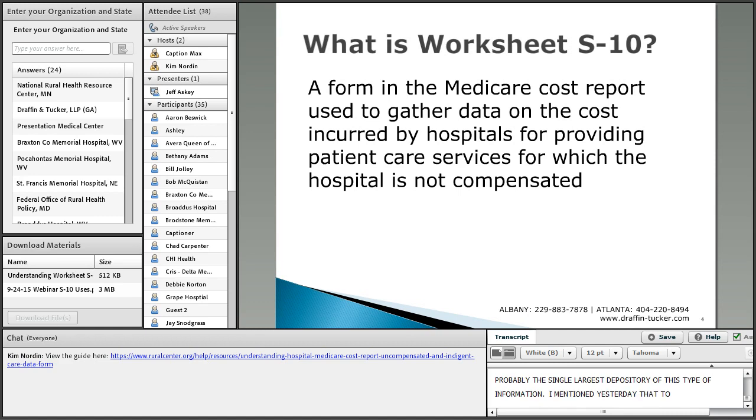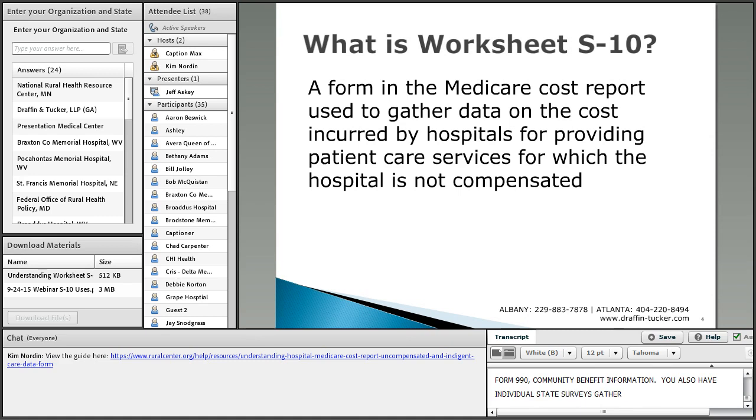So again, just sort of a rehashing of what we started with yesterday. What is the Worksheet S-10? Again, it's the form that Medicare CMS has decided to use to gather uncompensated care data and cost information. It's required to be completed by hospitals, both PPS providers and critical access hospitals, capturing the uncompensated care cost for your facility.